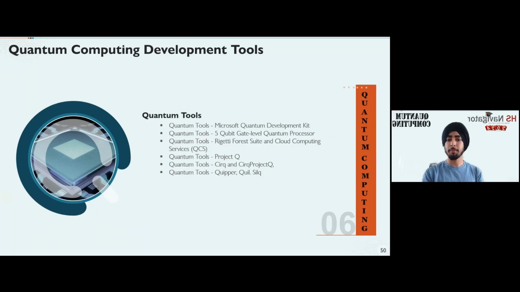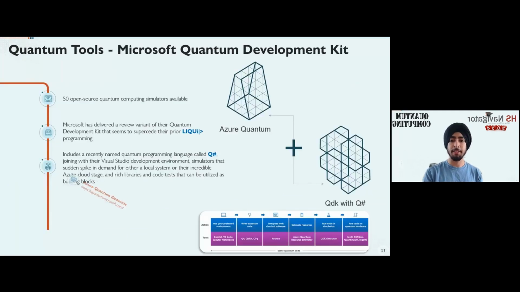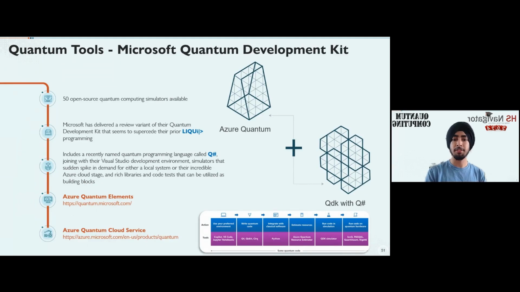So what are some of the development tools? Like I was mentioning before, there are certain quantum development languages and quantum development kits as well. A lot of this information you can look through in the slides, but obviously when you're dealing with quantum computers, there are different languages and different frameworks you have to work in.